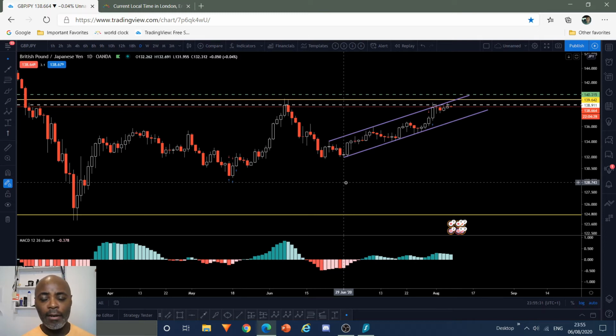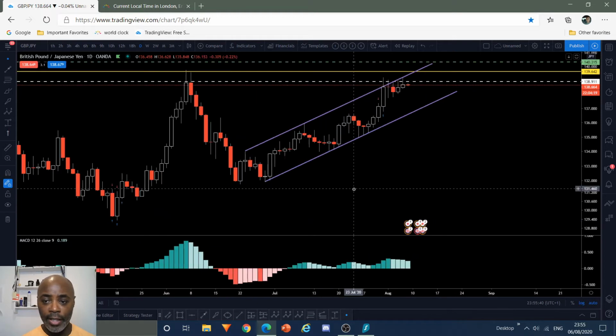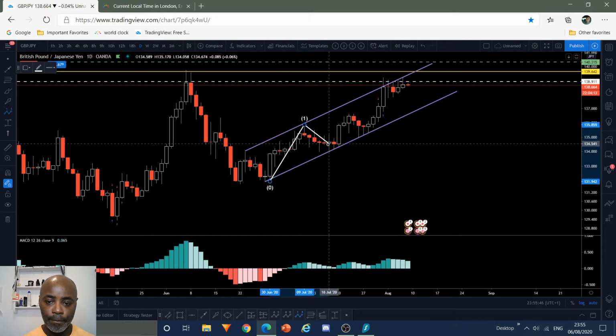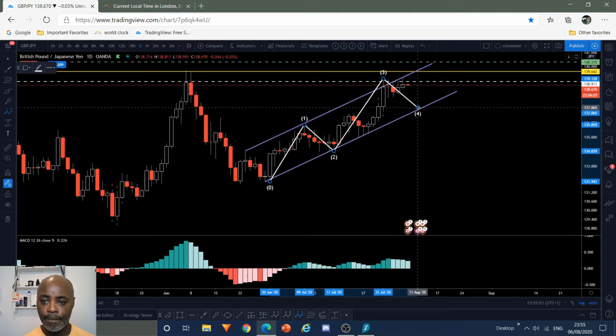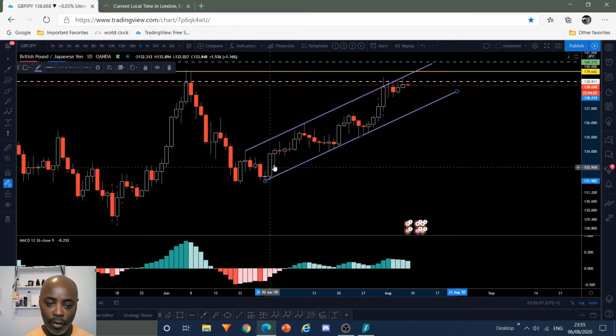Non-farm payrolls is not something I normally trade, and I'm not actually trading non-farm payrolls. This is my trade idea. Let me just draw something out for you. That is actually the wrong tool. Let me just get the right tool. This is the tool that I meant to get.